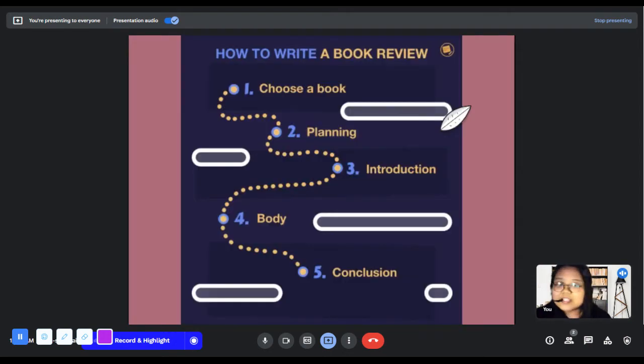Here's how you're going to write a book review. Obviously, you cannot write a book review without picking or choosing a book first. So that's how we start our book review. Next, you go with your planning. You outline what are the things that you're going to include. Next, you need to write now your IBC, or your introduction, body, and your conclusion.